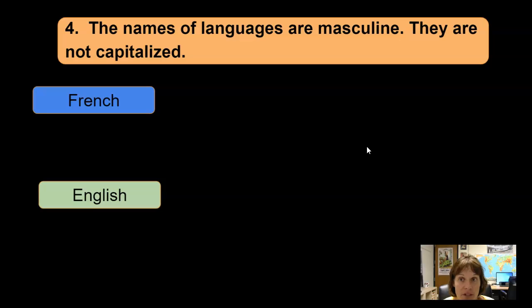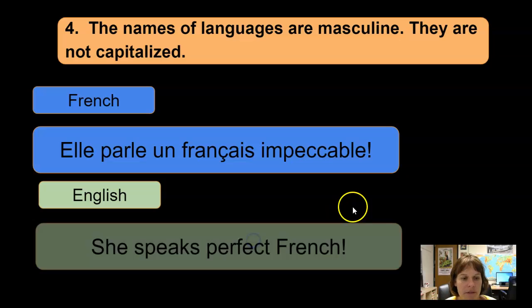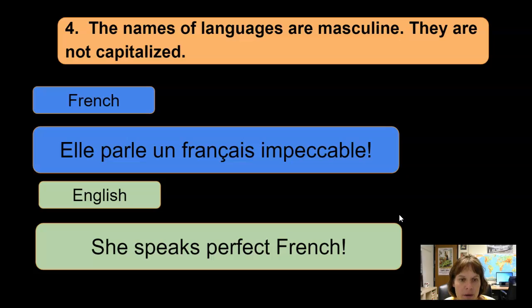The names of languages are masculine. They are not capitalized. We capitalize our languages, but in French, they do not. Elle parle en français impeccable. So the names of languages are masculine. En français, en espagnol, en canadien. All of them are going to be masculine. Elle parle français impeccable. She speaks perfect French.